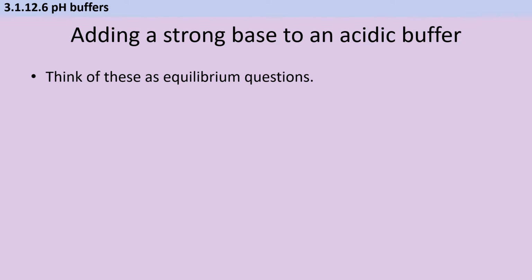Firstly, let's look at questions where we add a strong base like sodium hydroxide or potassium hydroxide to an acidic buffer. The trick to answering these questions is to recognise that really they're an equilibrium question. So you need to use Le Chatelier's principle and probably lay out the start of your calculation in the same way that you would do for an equilibrium question from the Kc topic or the Kp topic.